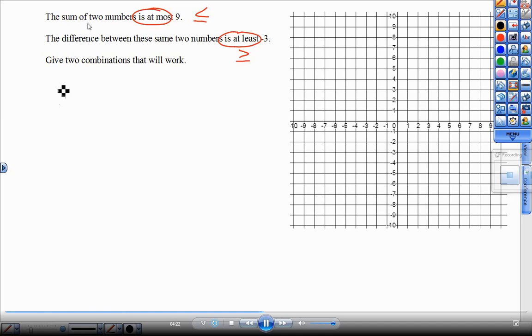So two numbers, a sum of x plus y, is at most, less than or equal to 9. And it's got to be less than or equal to for at most. If I could get that to work.